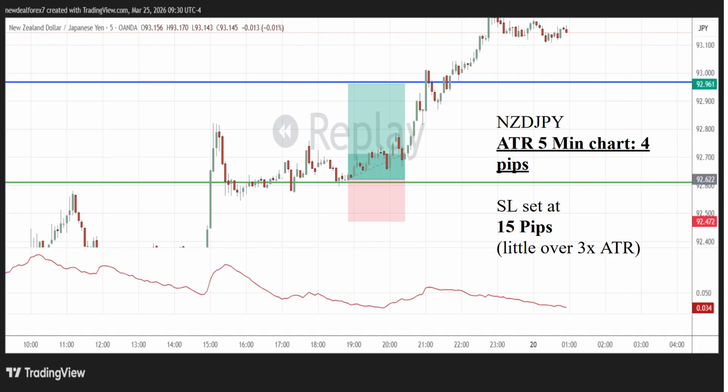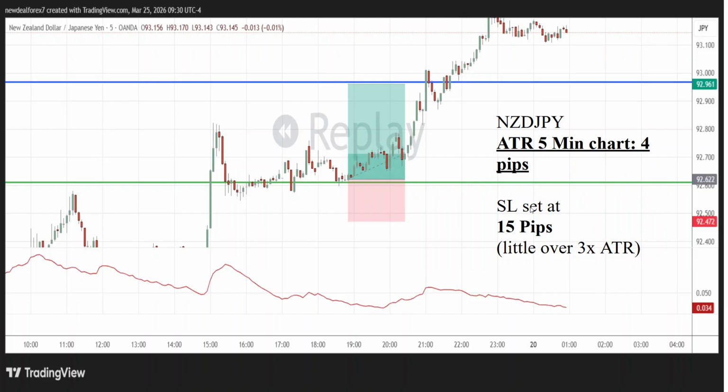So let's take a look at a real example. So this is New Zealand yen. This is the 5 minute chart. And on this 5 minute chart, the ATR at the time is not shown here, but on the chart it is. Oh, well, it is over here on the far right. It's about 4 pips, 0.34, okay, so there you go.